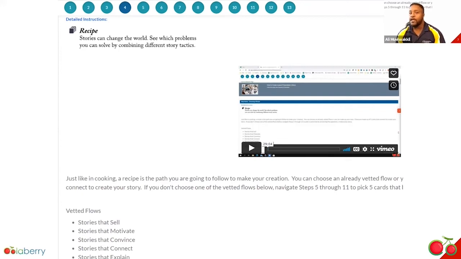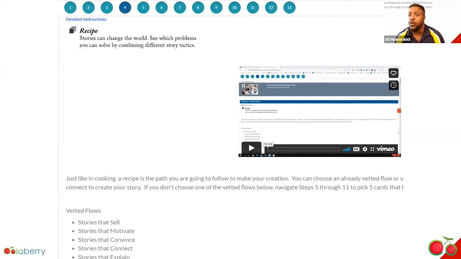So a vetted flow just means it's already been proven. It's a common strategy that companies use. I think that as you go through this, you'll start seeing books and movies. They all follow these strategies, okay? So I wanted to choose a vetted strategy this time. Of course, you can make up your own. You can pick your own 5 cards and put together your own story. But I wanted to start off with a vetted flow.